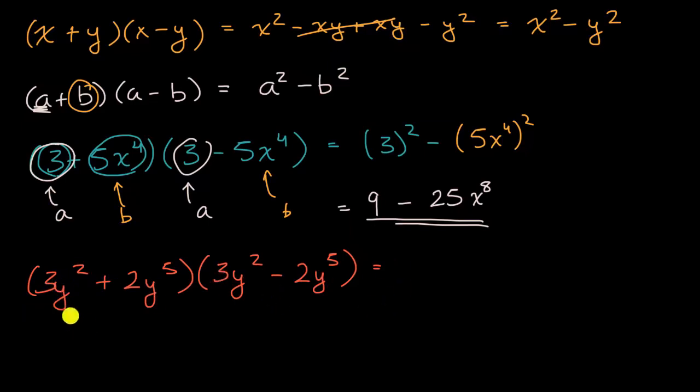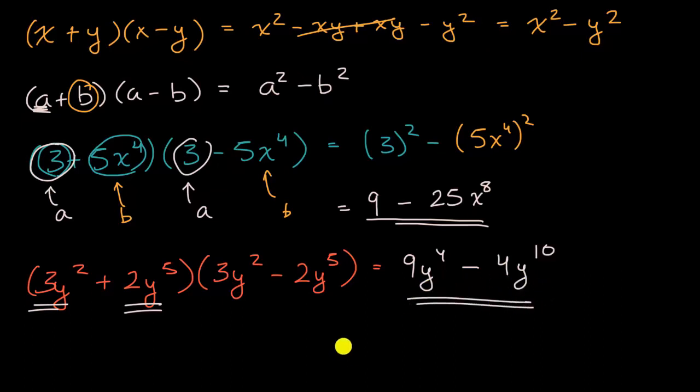So that's going to be equal to our a squared. So what's 3y squared squared? Well, that's going to be 9y to the fourth, minus our b squared. Well, what's 2y to the fifth squared? Well, 2 squared is 4, and y to the fifth squared is y to the 5 times 2, y to the 10th power. And there's no further simplification that I could do here. I can't combine any like terms, and so we are done here as well.